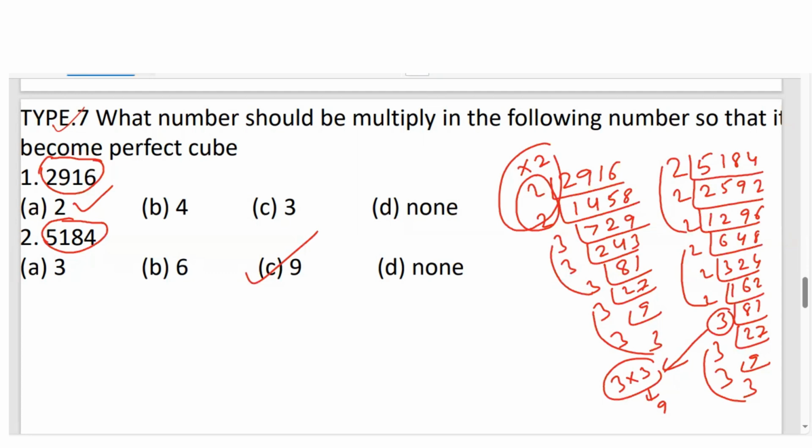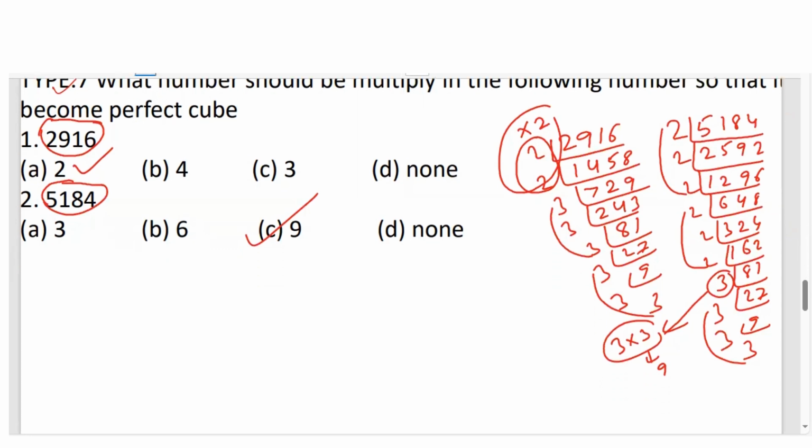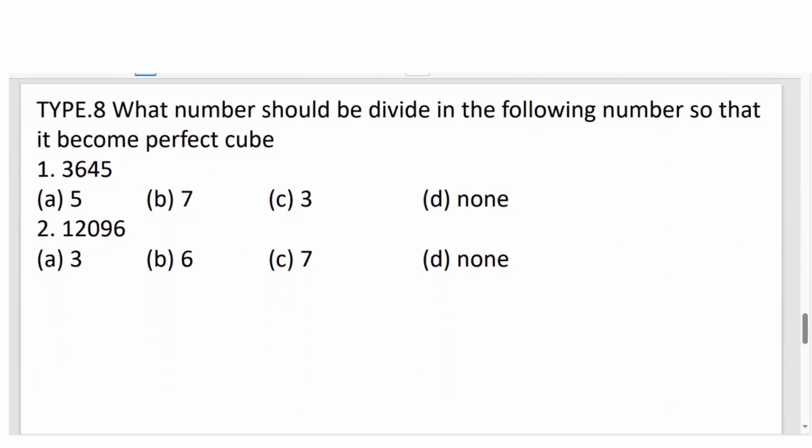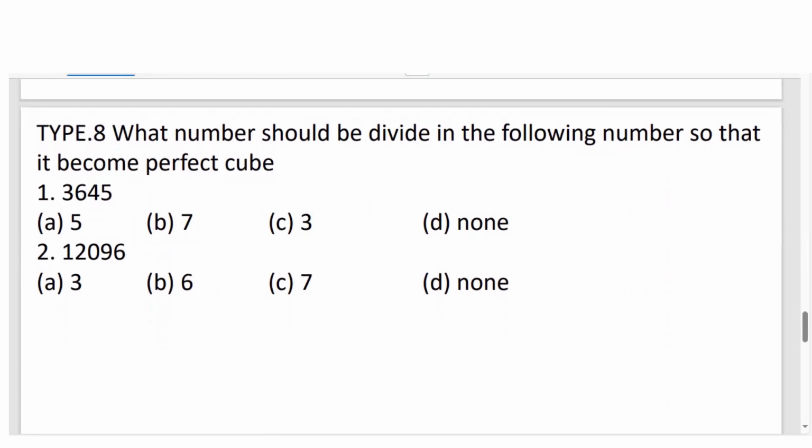Okay. Now let us see the next question. Here the next type is type number 8, and here the question is different. What is different? What number should we divide the following number by so that it becomes a perfect cube? What number do we divide it by so that it becomes a perfect cube?